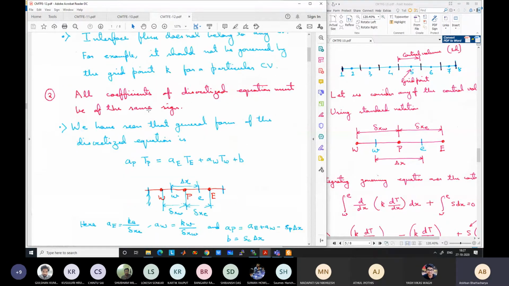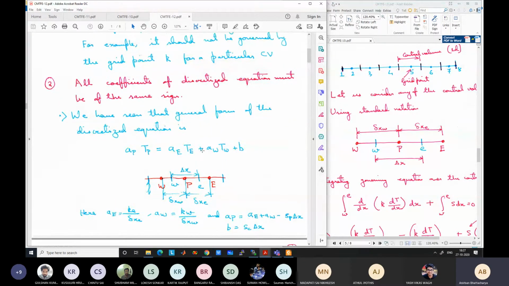The second point is that all the coefficients of the discretized equation must be of the same sign. So what are the coefficients of the discretized equation? a_P T_P equals a_E T_E plus a_W T_W plus b. These are a_E and a_W. Why must they be of the same sign? Let us consider a particular case where they are not of the same sign.